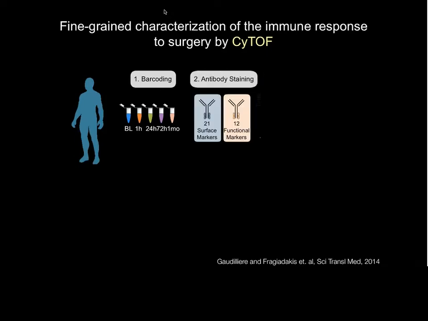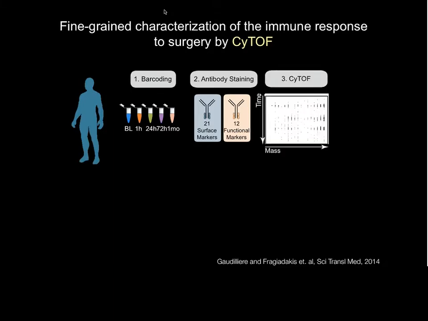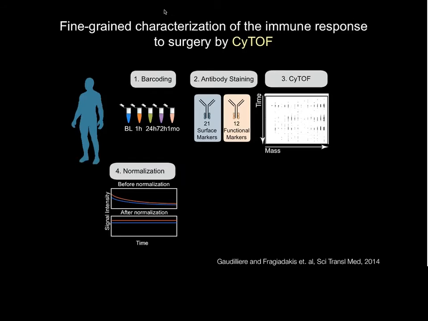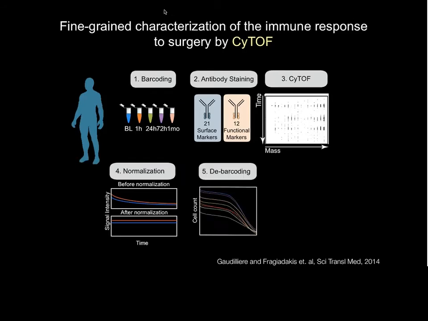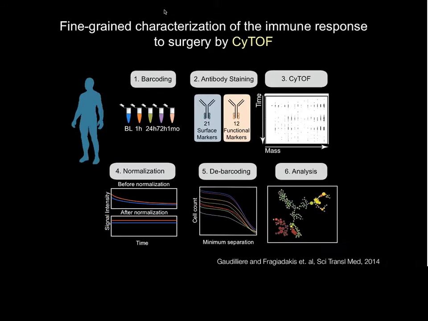We stained them with antibodies that would allow us to identify different immune cell populations, as well as look at functional attributes, in this case, phosphosignaling. We then analyzed them by mass cytometry, or CyTOF, and critically normalized that signal, debarcoded the signal, and performed the analysis that I'll talk about.